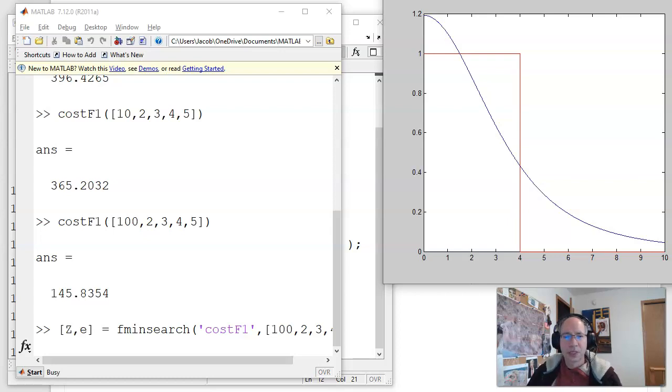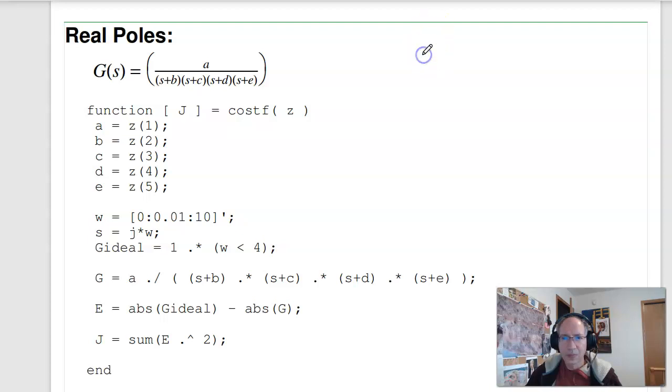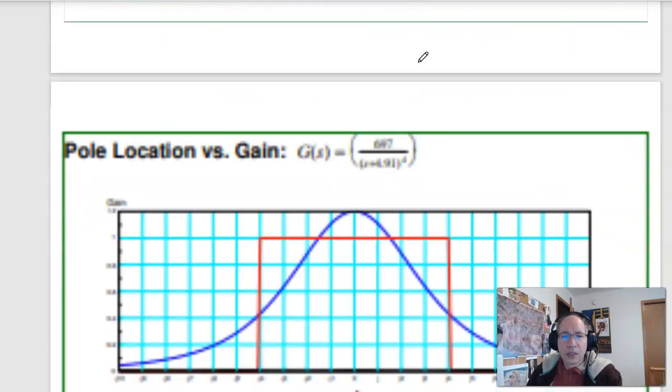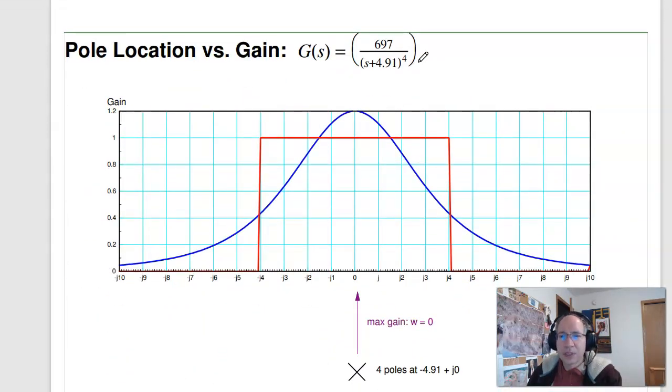So looks like it's about to come up with the answer. And that's what MATLAB will come up with. Saying the best you can do is put all 4 poles at minus 4.9165. That's kind of what you're getting. If I plot the frequencies and the complex conjugate, the red line is what I want, pass frequencies between minus j4 and plus j4. The blue line is what I got, and I put 4 poles right here. Again, I constrained it, the poles have to be real.